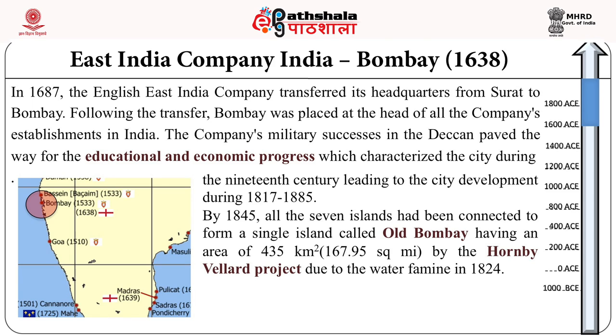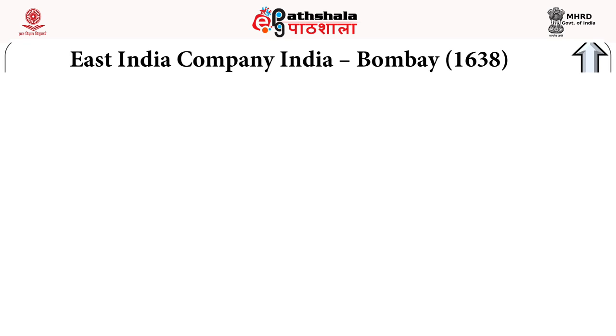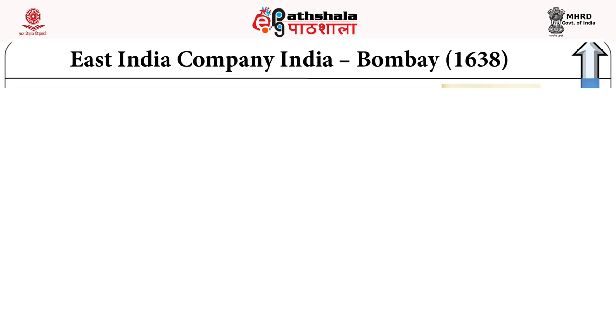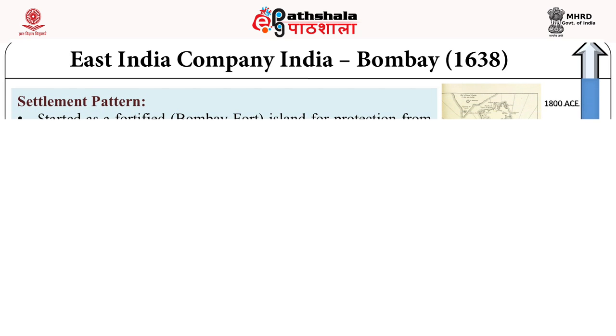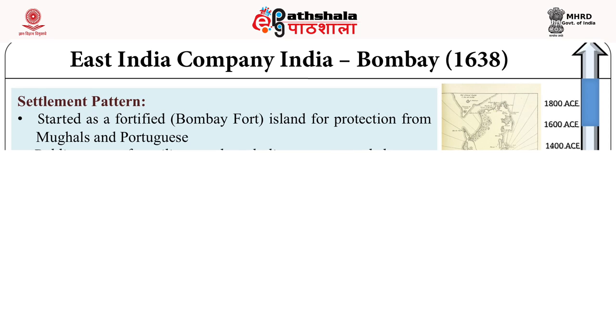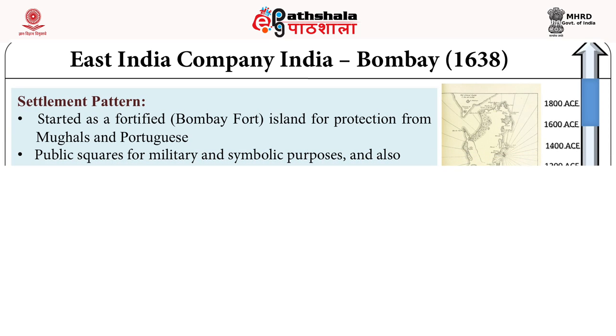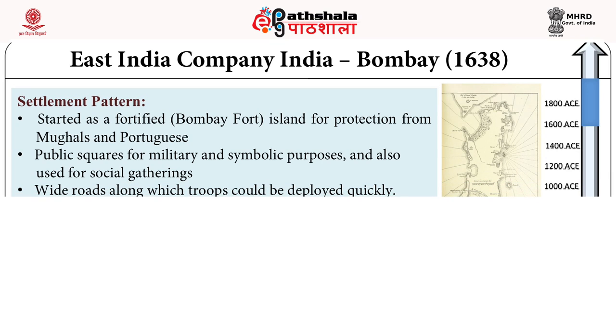Next we come to the settlement pattern of Bombay. What was the settlement pattern like? Bombay started as a fortified island, which is the Bombay Fort, which was used for protection from the Mughals and the Portuguese. So the British built a fort, as you can see in these figures, and there were public squares for military and symbolic purposes, and also used for social gatherings. There were wide roads along which troops could be deployed or moved quickly.